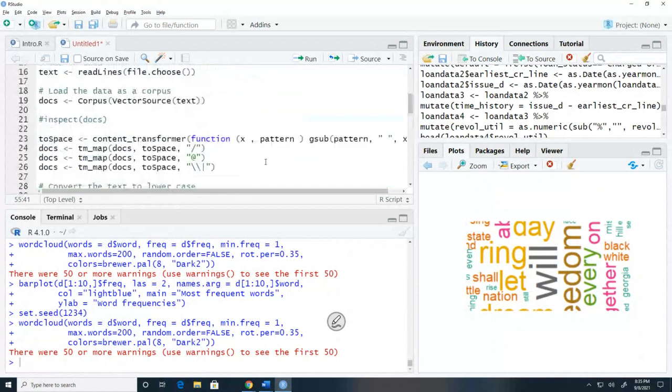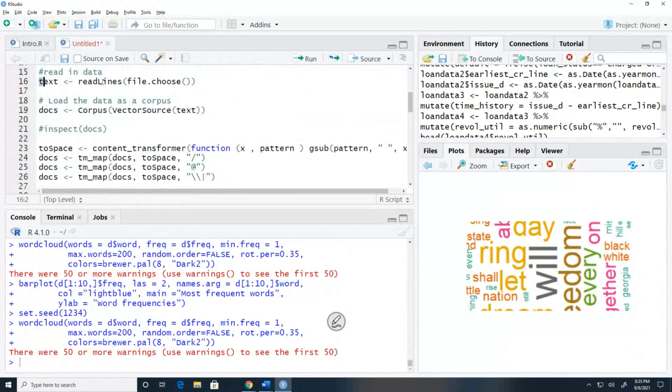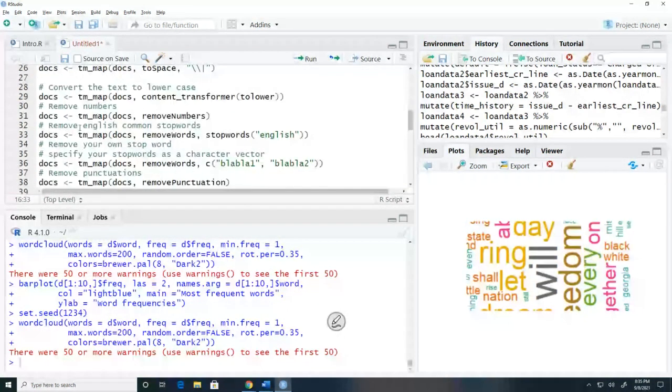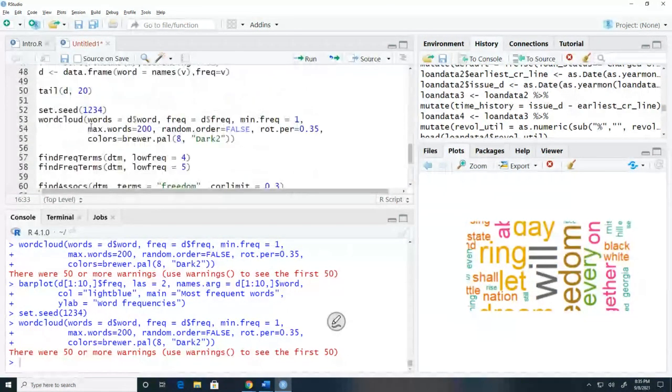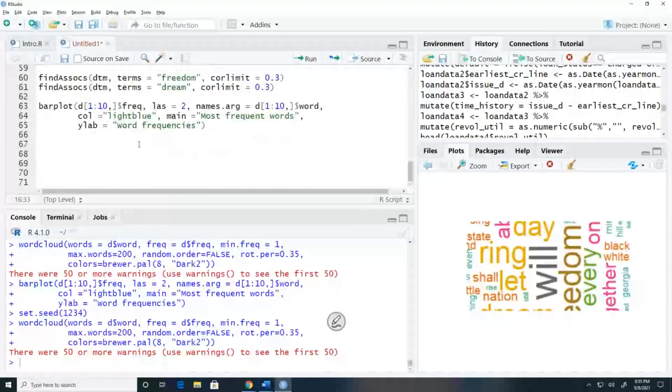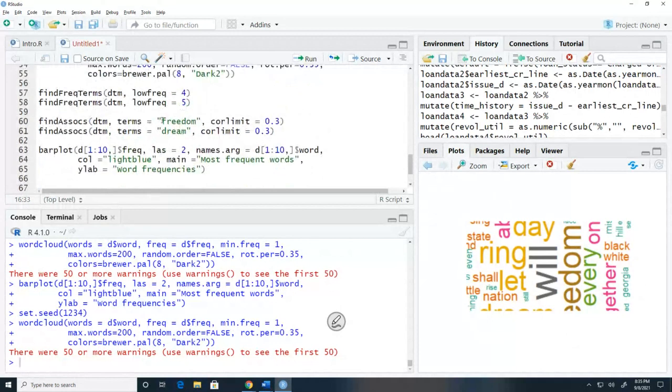So you'll already have the script. You'll download the Hunger Games. You'll read it in. Then you'll clean it just like we did before. You'll create your word cloud and your bar plot, but you'll want to look at different words that make more sense for the Hunger Games for your word association or correlations. Okay, I think I got it.